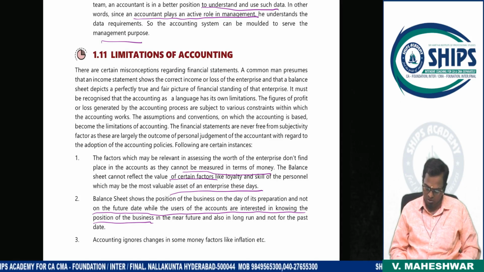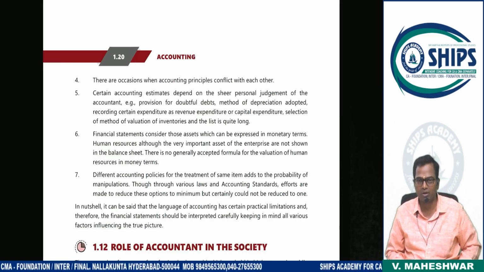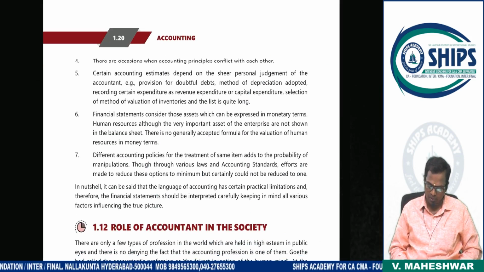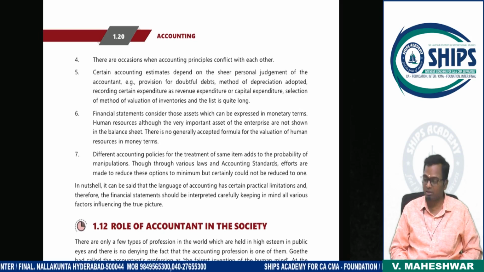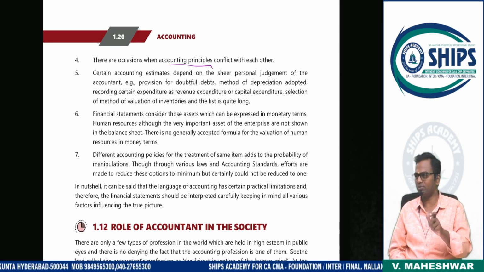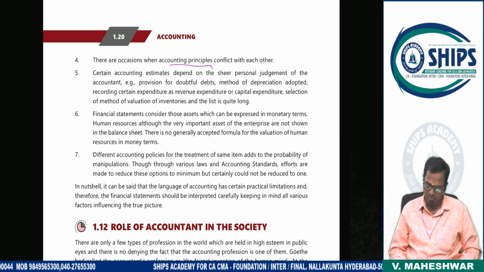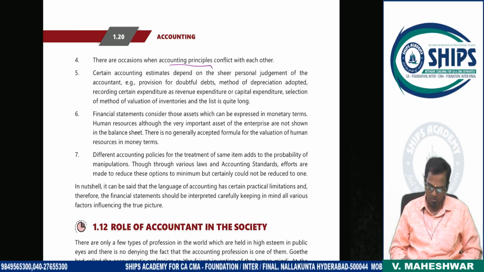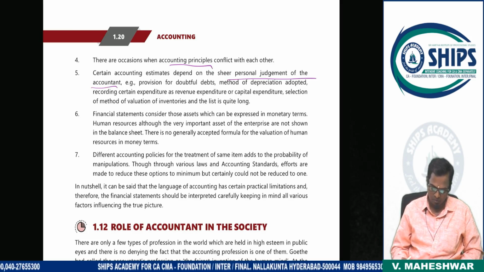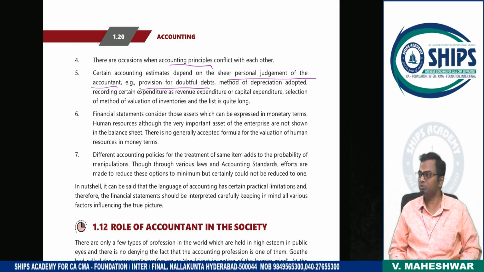Then accounting ignores the changes in some monetary factors like inflation. We know the meaning of inflation, sir. There are occasions when accounting principles conflict with each other. What is the meaning of conflict? Maybe a miscommunication of information, that is a conflict. Then certain accounting estimates depend on the personal judgment of the accountant. Example, provision for doubtful debts. How many types of debts do we have? Debts we know, right? How many types of debts do we have?